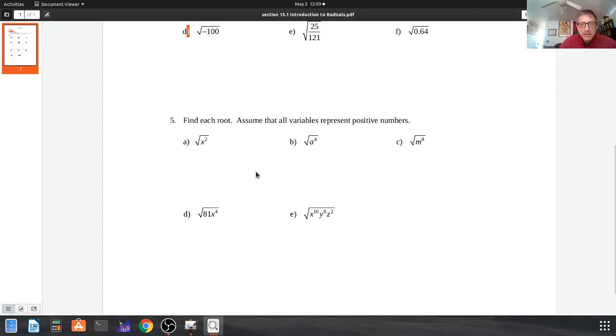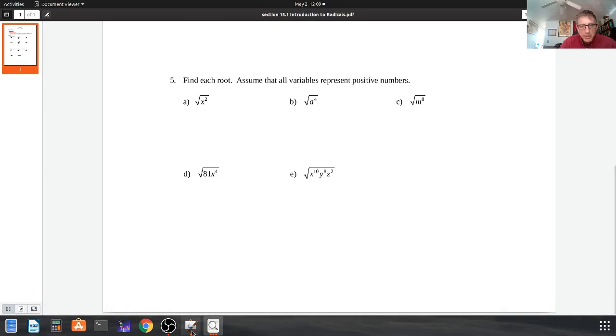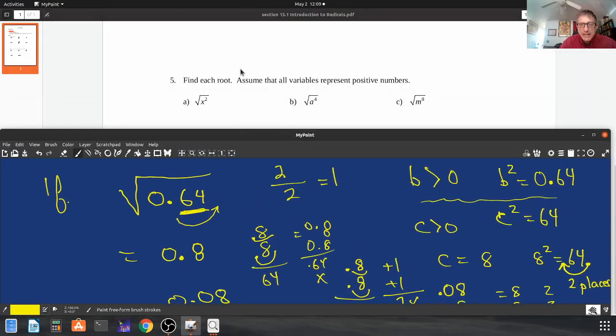So now let's do variable expressions. Here they're making a really important point, and I'm glad they are.